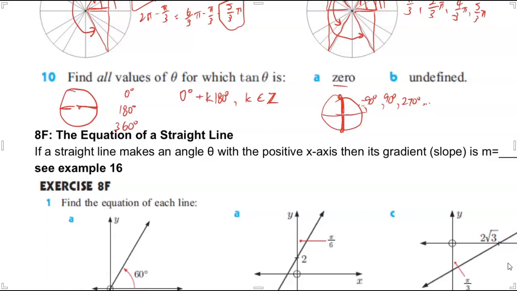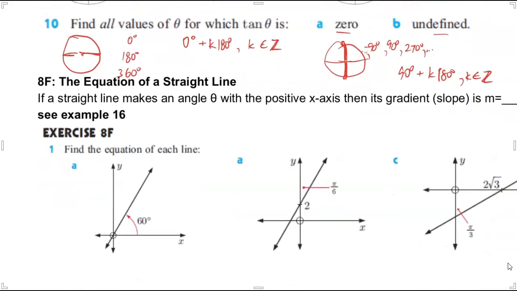That would be another way you could write it. You could write it as negative 90 degrees, comma 90 degrees, comma 270 degrees, as long as you put 3 or 4 numbers to show the pattern. But I could also write 90 degrees plus k 180 degrees, where k is an element of all integers. Okay, so that would be the answer for undefined.